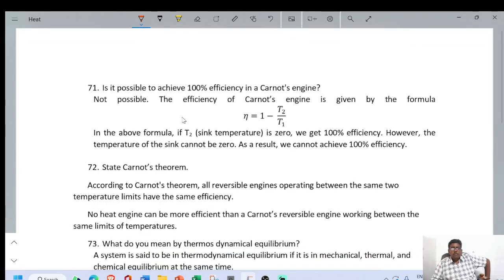Is it possible to achieve 100% efficiency in a Carnot's engine? Not possible. The efficiency of Carnot engine is eta equal to 1 minus T2 by T1. If T2 is 0, then T2 by T1 equals 0, so eta equals 100%. Here T2 is the temperature of the sink. T2 has some minimum value, not equal to 0. Therefore, we won't get 100% efficiency.